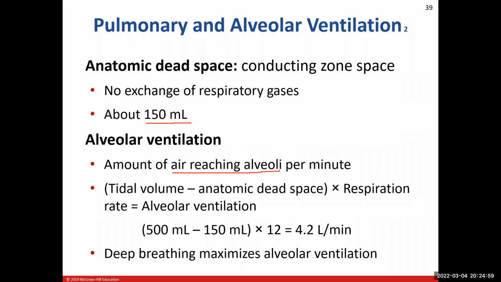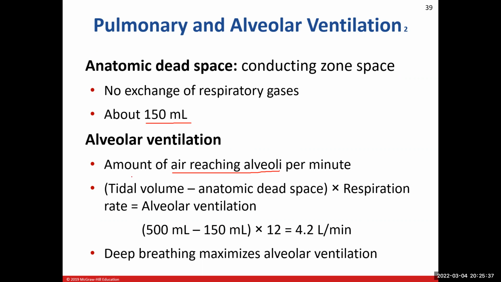It's about 500 milliliters, and we're going to subtract the anatomic dead space, which in this case is about 150 milliliters. And then we're going to multiply that by your respiratory rate, again, 12 breaths per minute. When we calculate that out, that's roughly 350 milliliters times 12, and that comes to about 4.2 liters per minute.